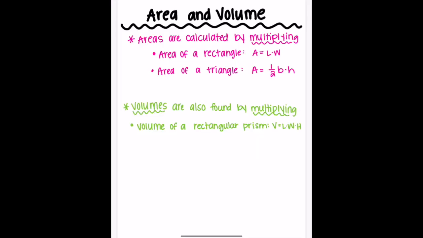Now let's talk about area and volume. Areas are calculated by multiplying. So just a couple of common areas that you might be asked to find are the area of a rectangle, which is the length times the width, and the area of a triangle, which is 1/2 the base times the height. Volumes are also found by multiplying. So volumes, the main volume that you may be asked to find is the volume of a rectangular prism, which is the length times width times height.